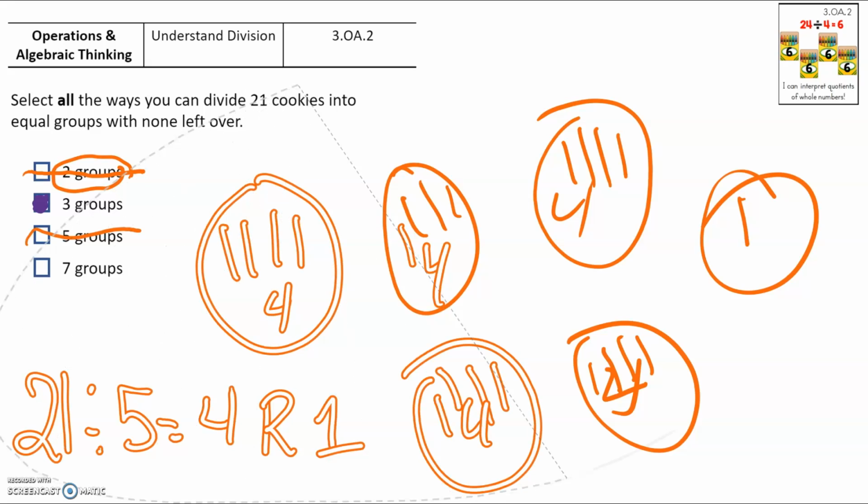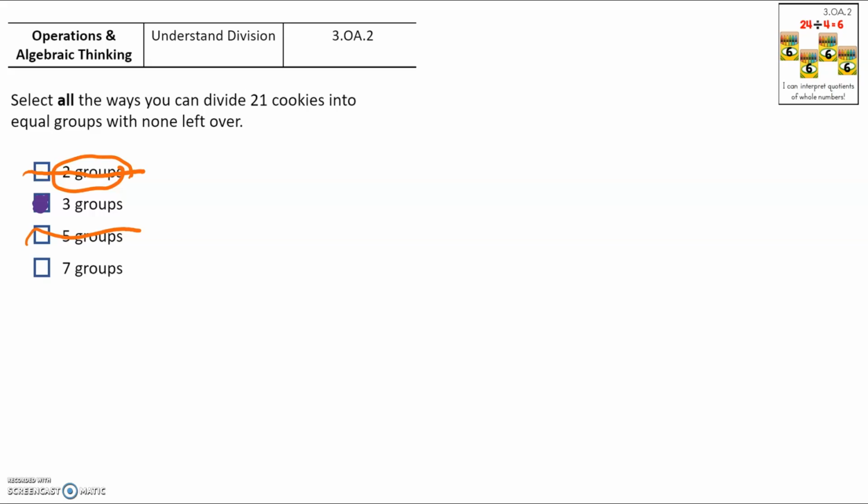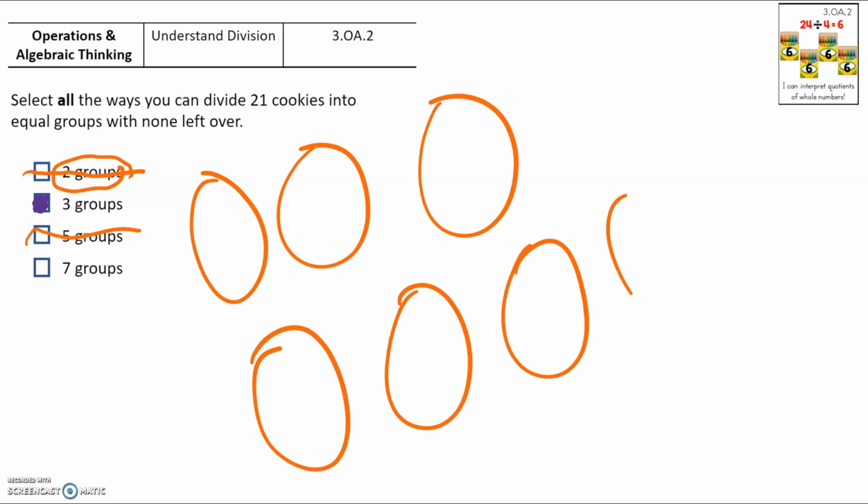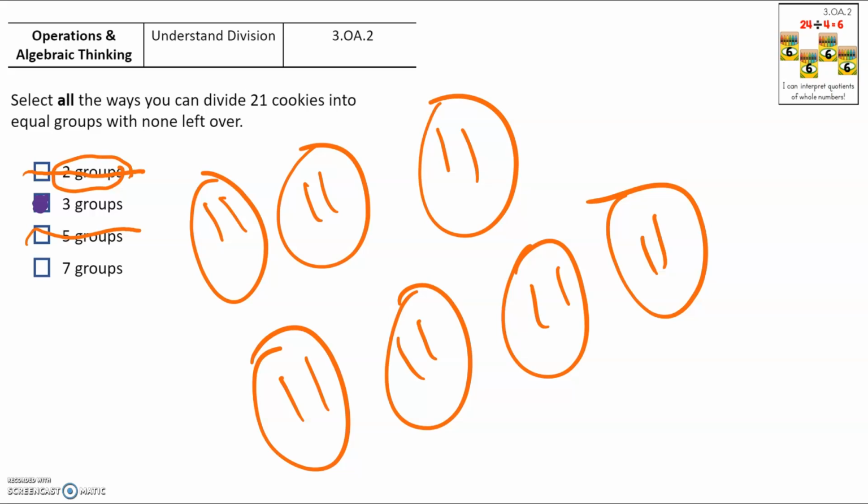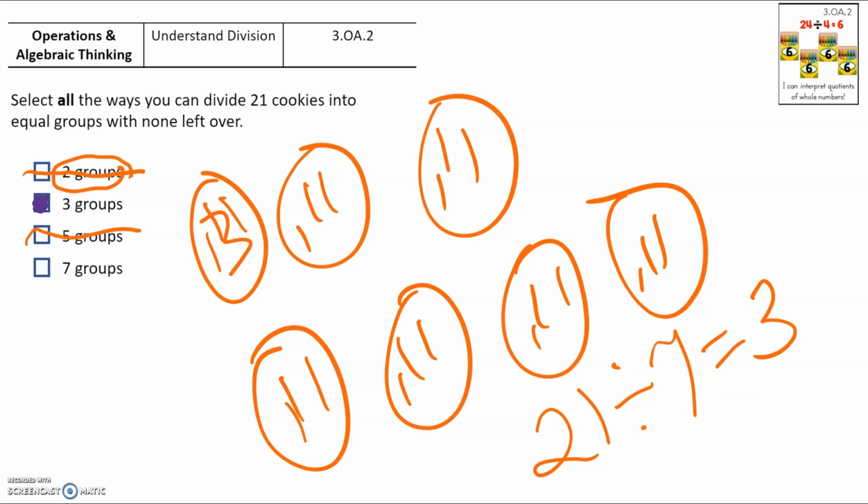And we'll do it one more time. This time we have 7 groups. 1, 2, 3, 4, 5, 6, 7. Now the cookies: 1, 2, 3, 4, 5, 6, 7, 8, 9, 10, 11, 12, 13, 14, 15, 16, 17, 18, 19, 20, 21. So we have 21 cookies, shared them with 7 groups, and we would have 3 in each group, which means this one can be divided with no leftovers. So we'll mark it like that.